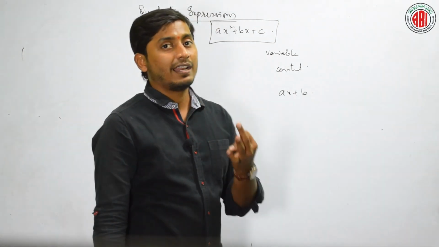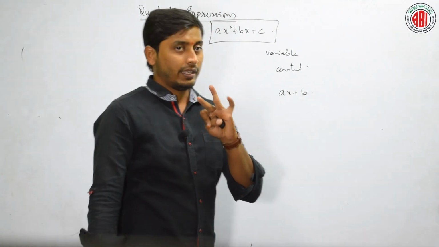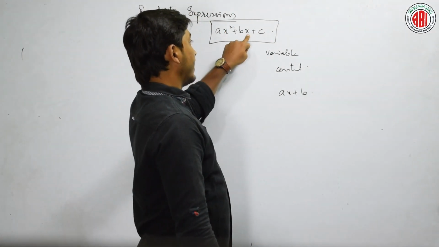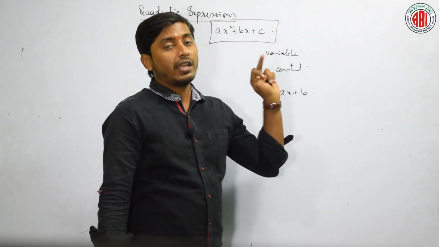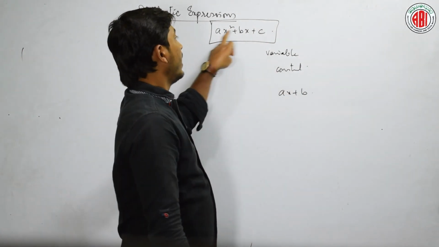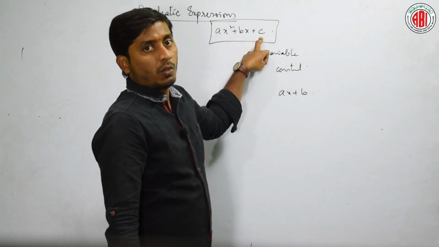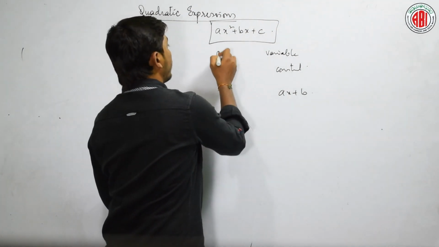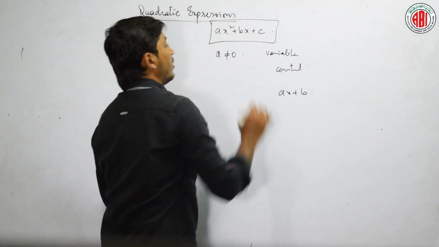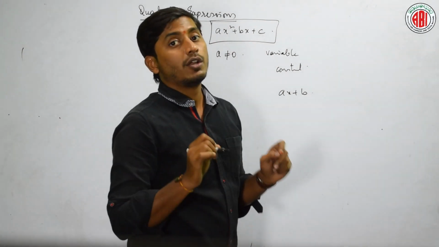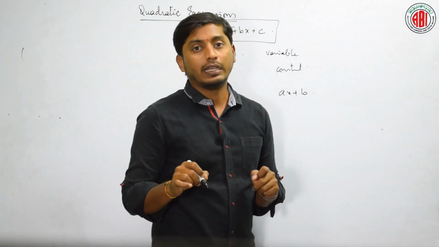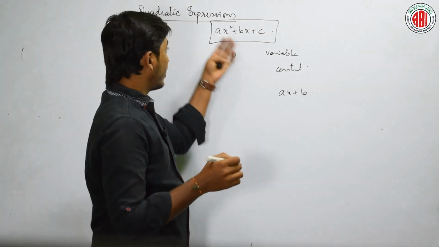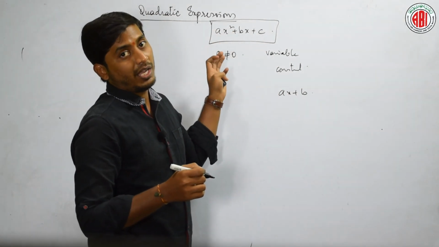Which means in general it has three terms, right? One is x square term, one is x term, and one is constant. And what are the coefficients here? A, B, C. Whatever it might be, the main condition is the coefficient of x square should not be equal to 0, then only it can be called as quadratic expression. Clear? Why? The x square term itself indicates a quadratic behavior.